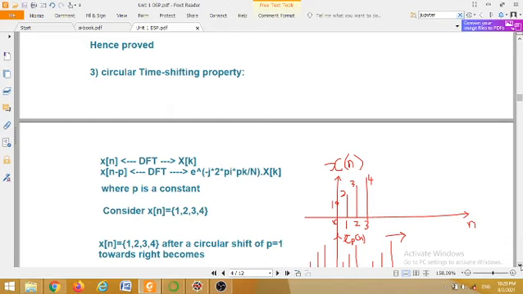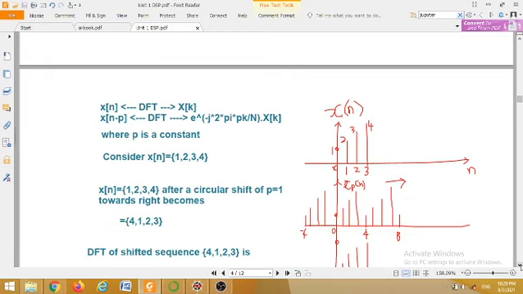Circular shift means the last sample then becomes the first sample. Like that it will be shifted. The other samples will be shifted 1 unit, but the last sample always has the wrapping effect. Or else we can consider this as a periodic sequence. So the entire sequence is a periodic sequence, and then shifting by 1 unit gives you the same effect.